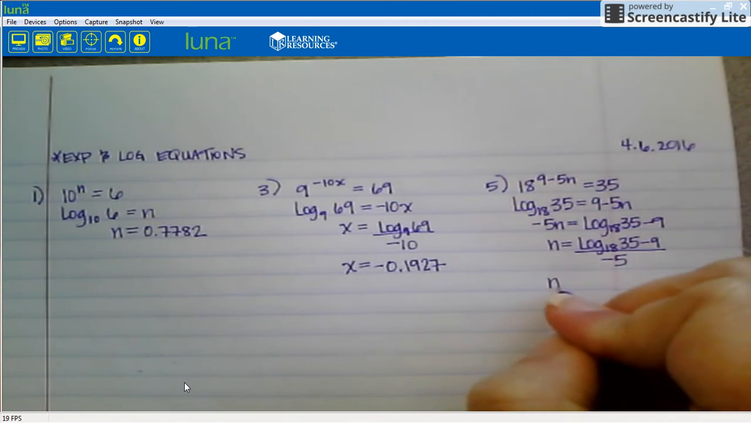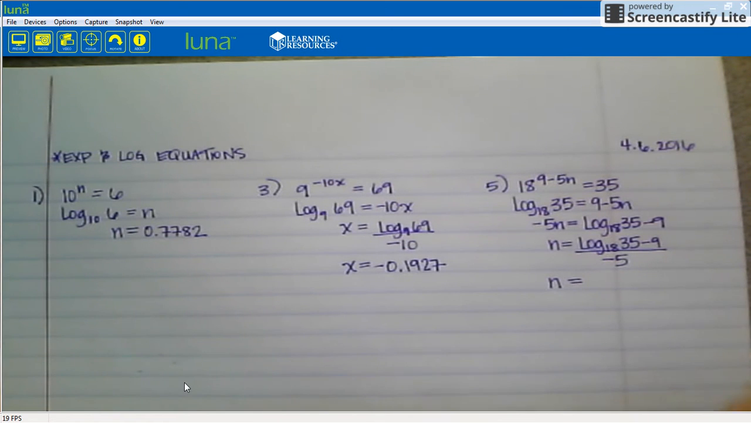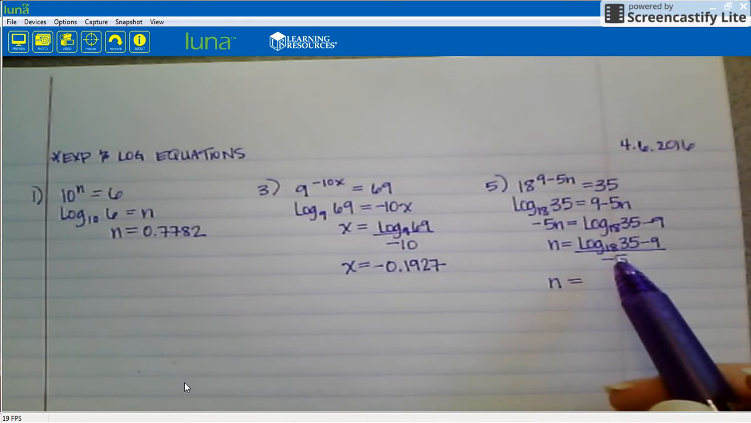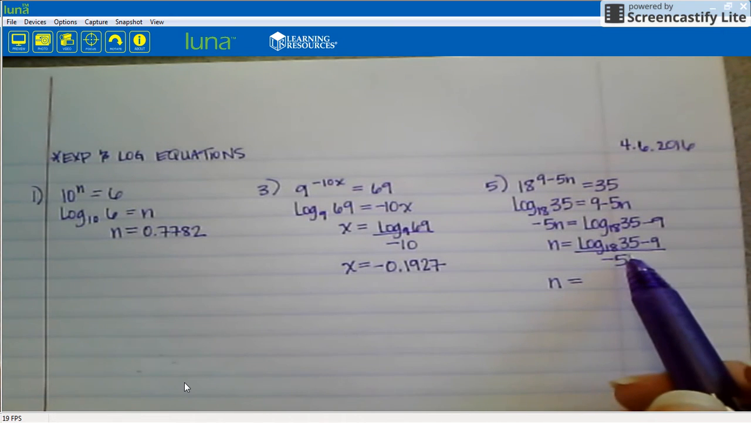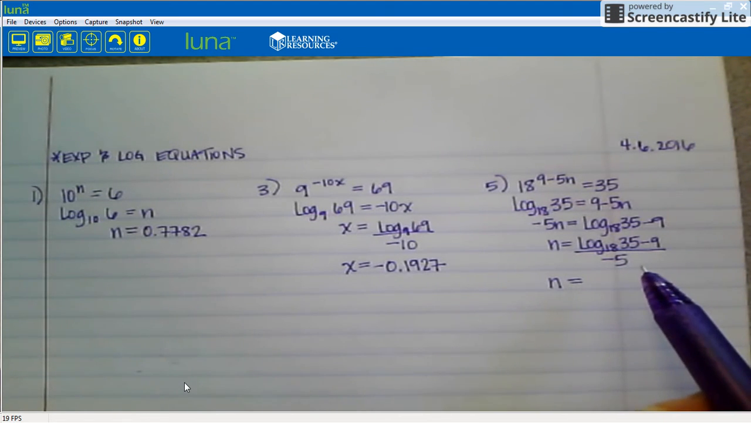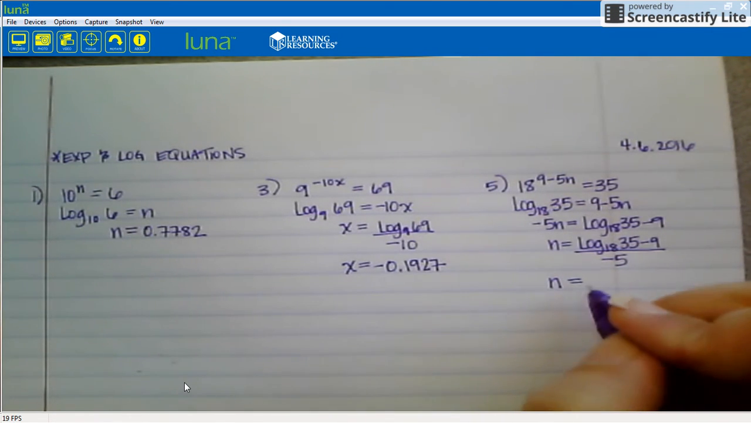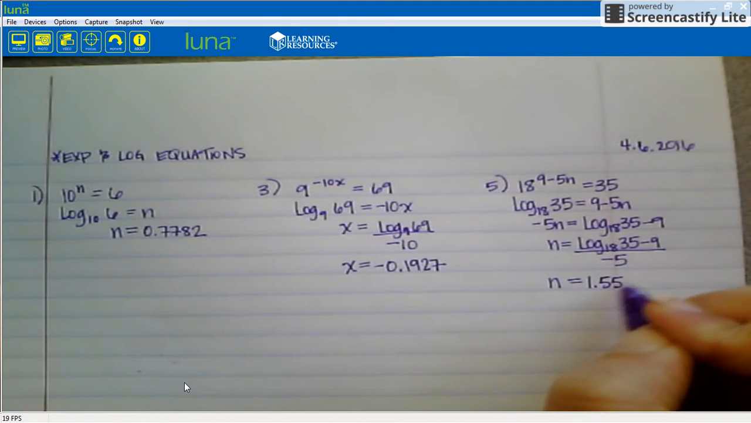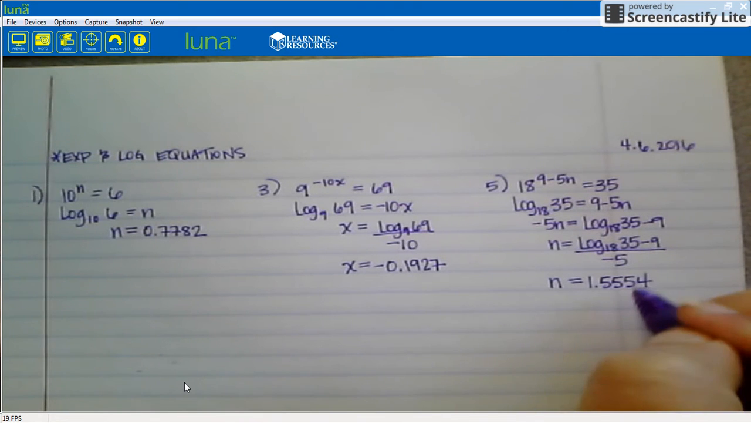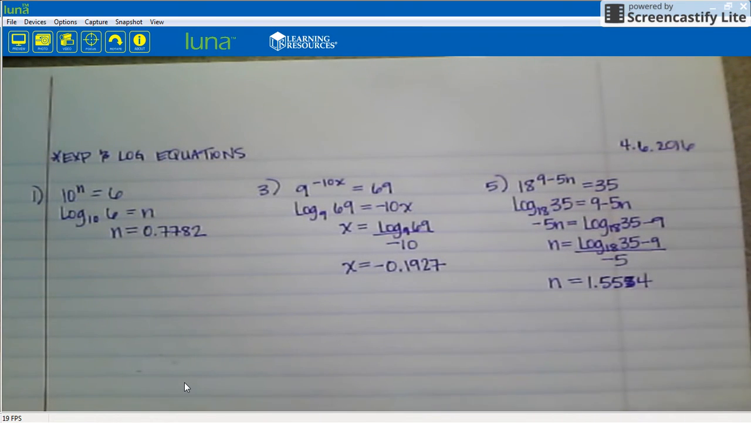So that means n is going to be equal to, we plug away into our calculator and we let it do all the work for us, making sure that when I put the log base 18 of 35 minus 9 in, I hit enter before I divide by the negative 5. You either do that or you have to use parentheses as your grouping symbols. So this gives me 1.5554. I'm sorry, just 1.554. So one of my 5's is not there.